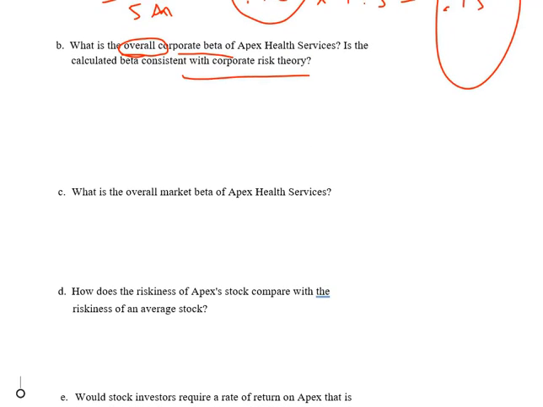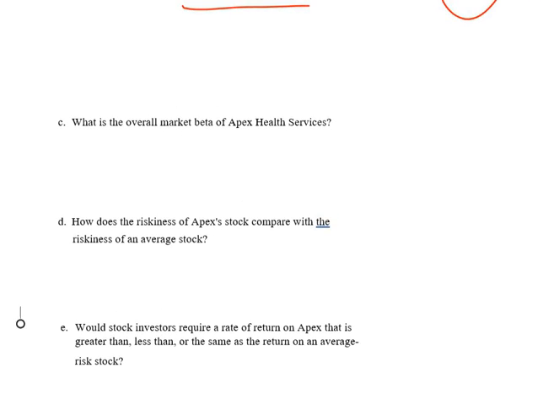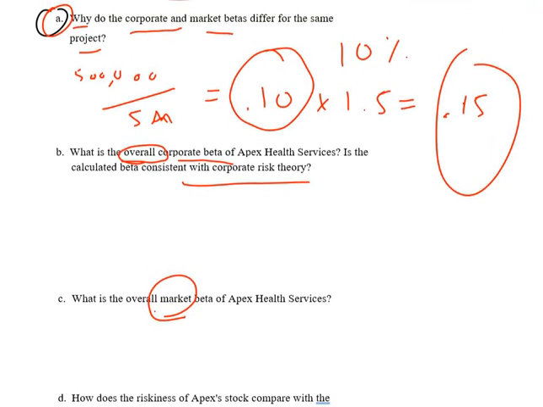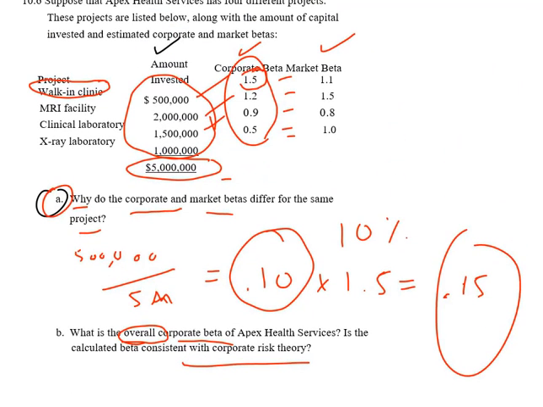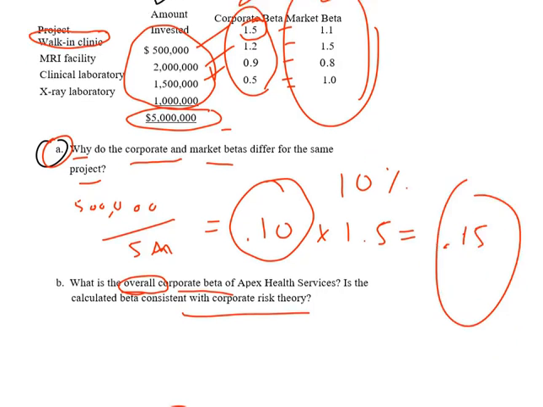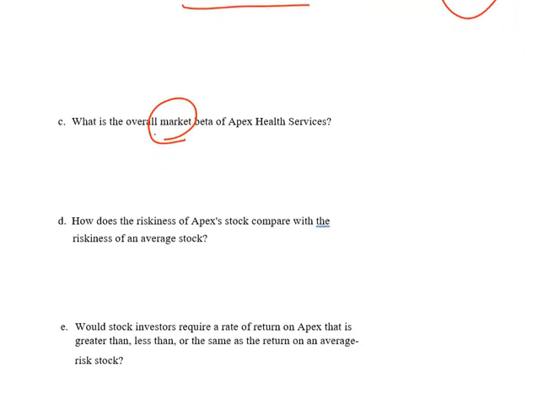All right, let's move on to question C. What is the overall market beta? Okay, the market beta. Well, I'm not going to walk through this one with you guys because you've already calculated the overall corporate beta. I'll give you some hints. You've calculated the corporate beta. Now you're just doing the market beta of the company. So you've got the skills, you know how to do it. That one shouldn't be too hard either.